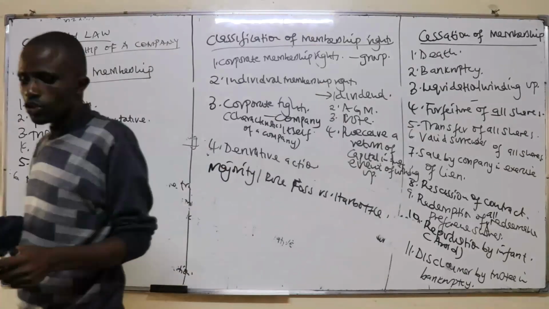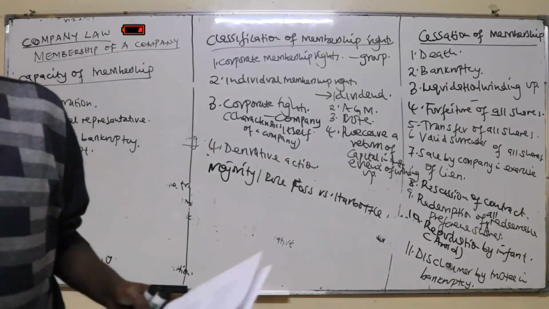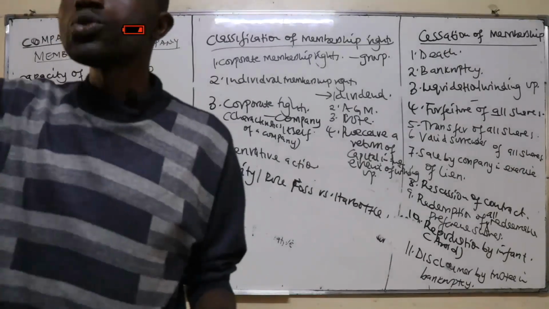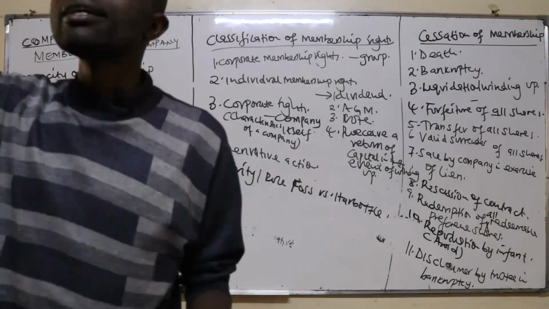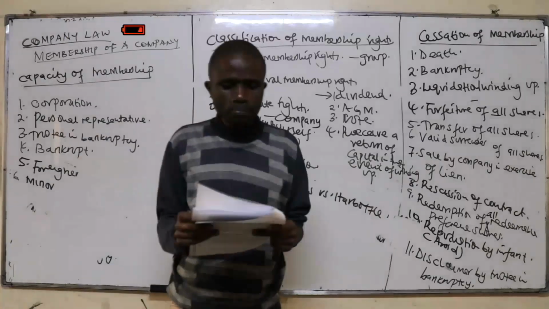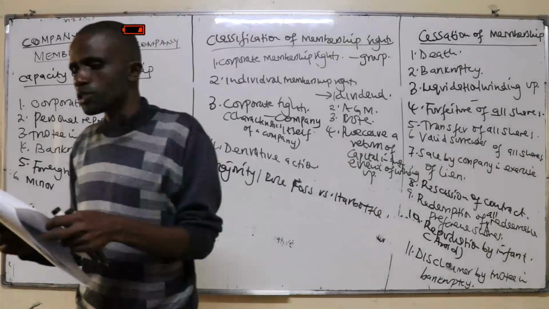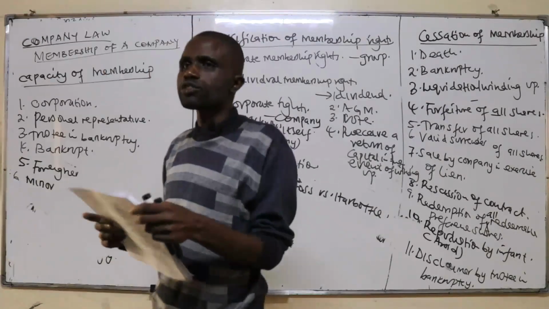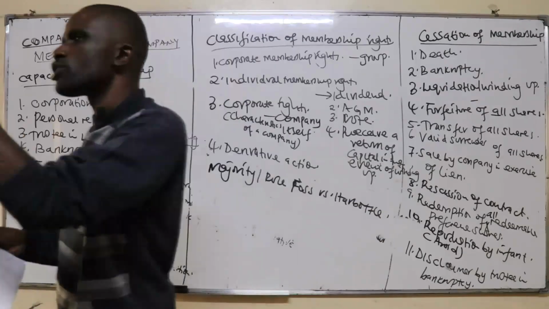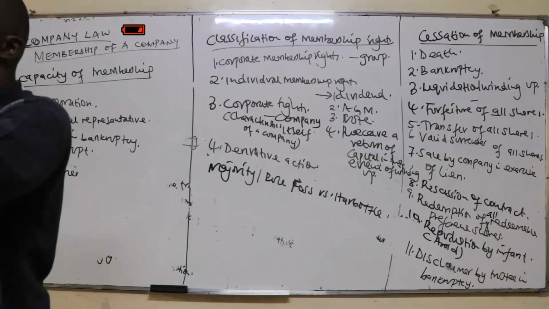So the conditions for a derivative action: 1, fraud on the minority; 2, control; 3, representative; 4, nominal defendant. And now we finalize with the exceptions to the rule in Foss versus Harbottle. Exceptions to the rule in Foss versus Harbottle. Now, what does the rule in Foss versus Harbottle say?